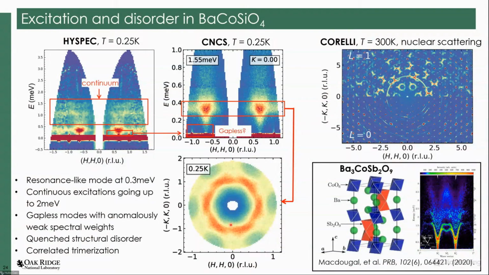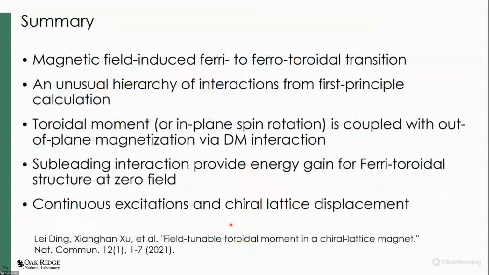So in this chiral structure material, we see all magnetic follows. Is there some spin chirality? Also, the spin chirality involves toroidal moment, toroidal order, and the field can switch the toroidal moment, toroidal order. So that comes to the summary of my talk.